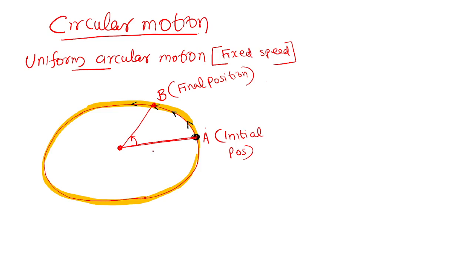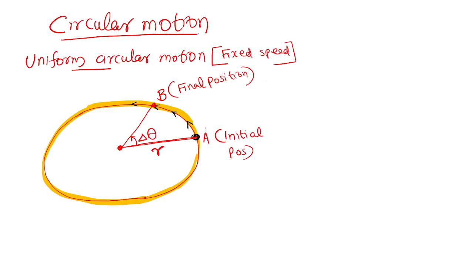Suppose this radius is r. The circle will have a radius, right? Let it be r. Yes, there is a small angle here. That small angle let us denote by delta theta.